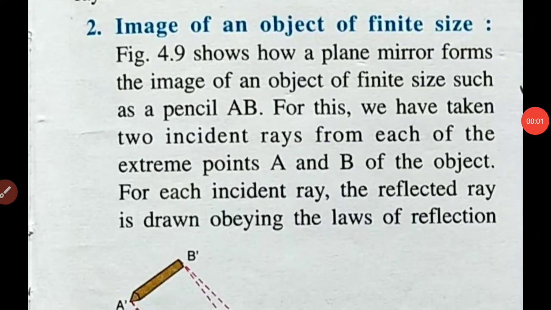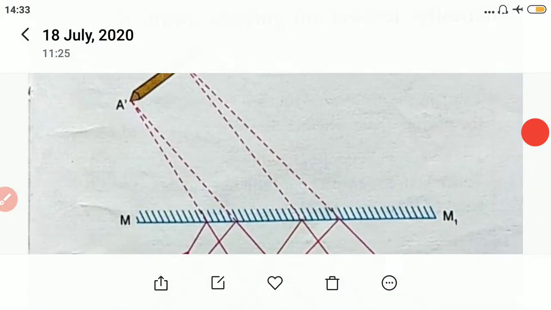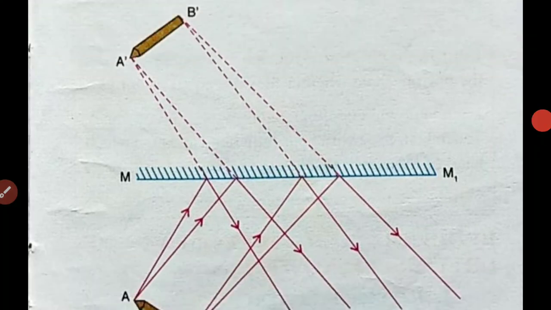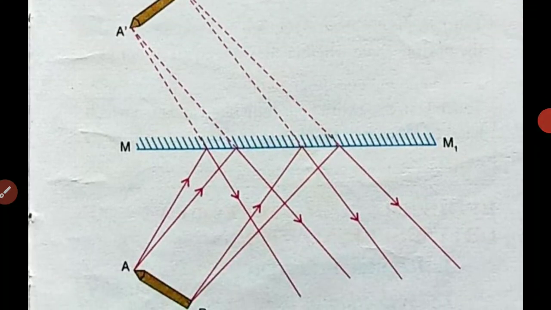This video is for class 7 physics, and in the previous video we just learned how to draw an image of a point object. So in this video we shall learn how to draw the image of an object of finite size or extended object like this here. So we'll try to learn how to draw this.